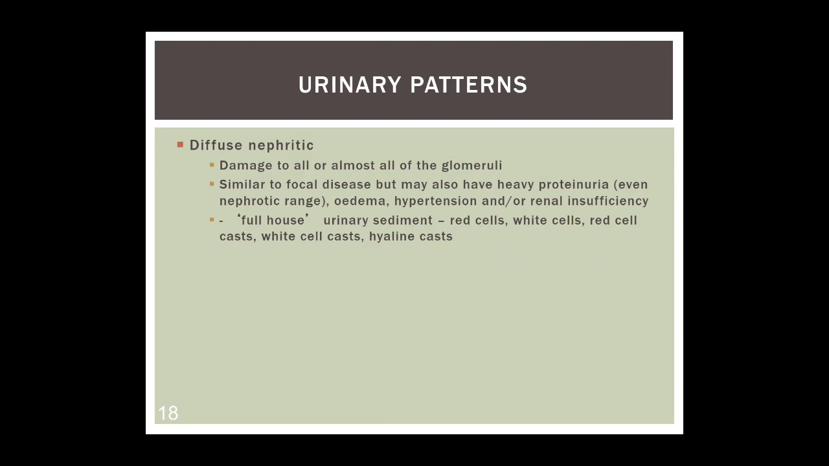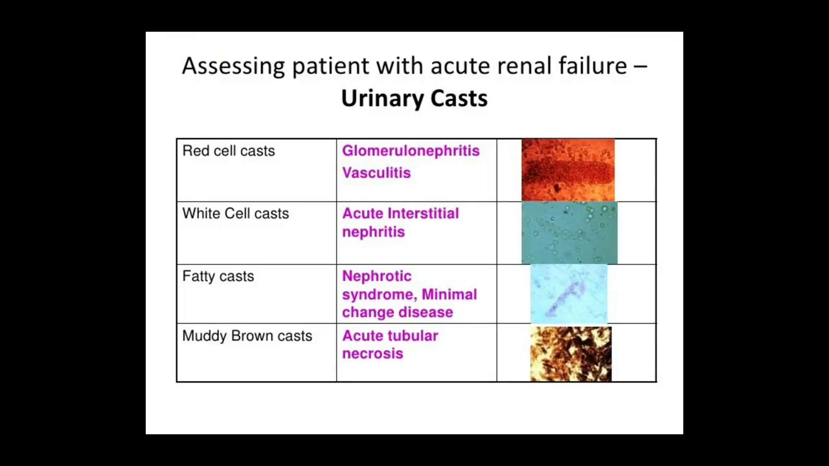In patients who have diffuse nephritic, there is damage to all or almost all of the glomeruli, similar to focal disease, but may also have heavy proteinuria, even nephrotic range, edema, hypertension, and renal insufficiency. That's a full house urinary sediment: red cells, white cells, red cell casts, white cell casts, and hyaline casts may be there. That is what we call a full house urinary finding, where you have all kinds of casts.